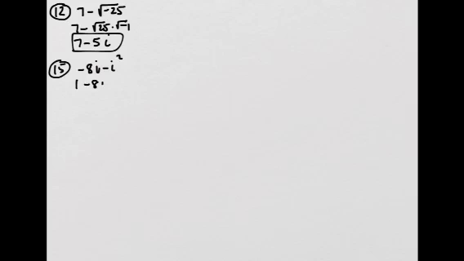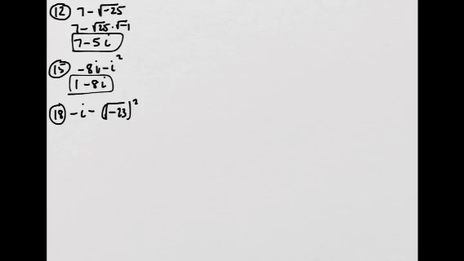So number 12, you have to simplify and write it in standard form. So you can rewrite it as 7 minus the square root of 25 times the square root of negative 1. So then the square root of 25 is 5, the square root of negative 1 is i. So in number 15, i squared is negative 1, but there's a negative in front of the term already, so that's negative minus a negative 1, that's positive 1. So we write the real part first, minus 8i.